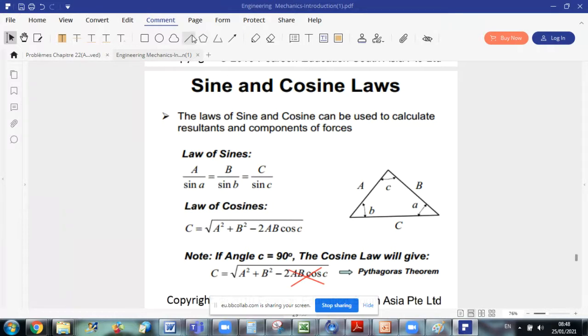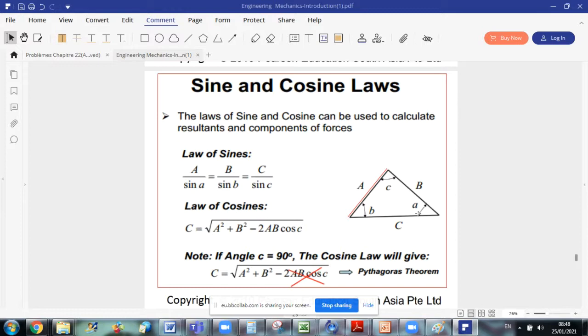And this law states that if I take any edge, A for example, and I do A over the sine of the angle that is opposite to A, which is here small a, it will be equal to B over the sine of the opposing angle, which is small b, equals C over the sine of the opposing angle, which is small c. So I can write that A over sine A equals B over sine B equals C over sine C.